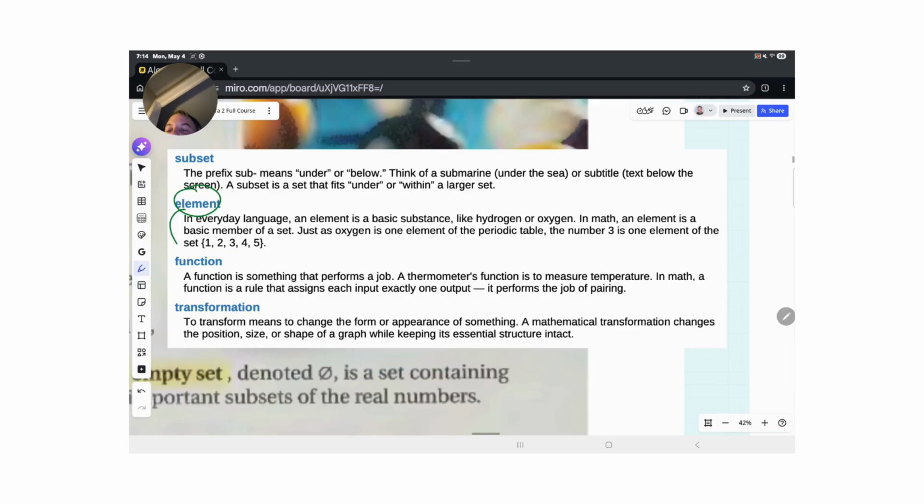Element is next. In everyday language, an element is a basic substance like hydrogen or oxygen, but in math, an element is a basic member of a set. Just as oxygen is one element of the periodic table, the number 3 is one element of the set 1, 2, 3, 4, 5.